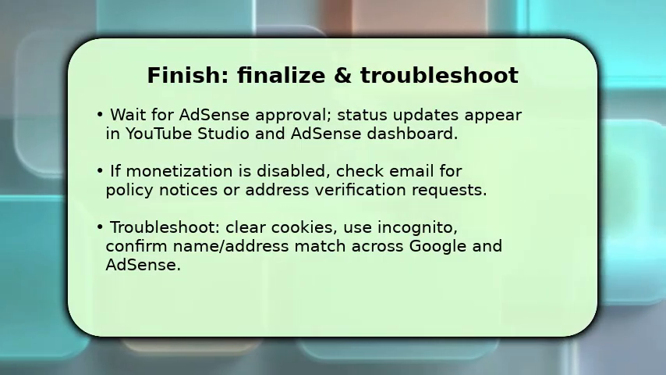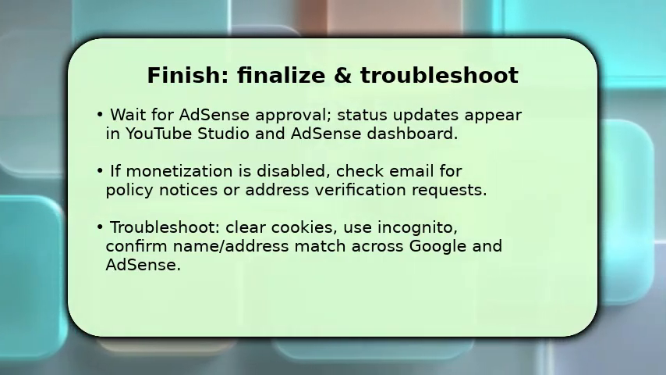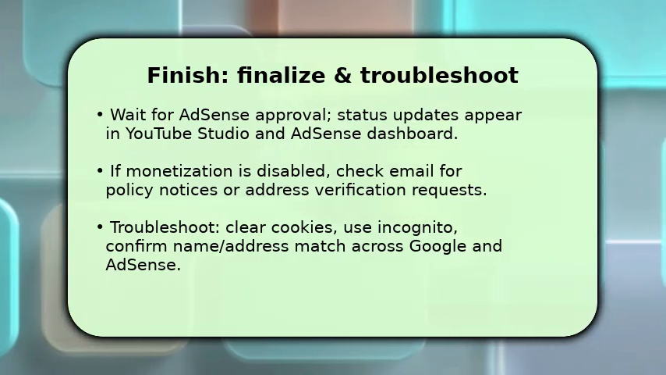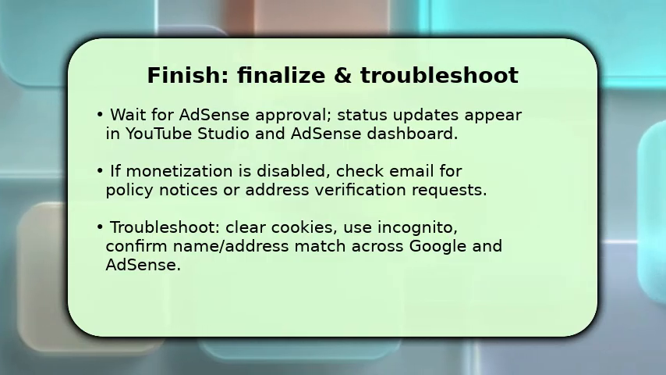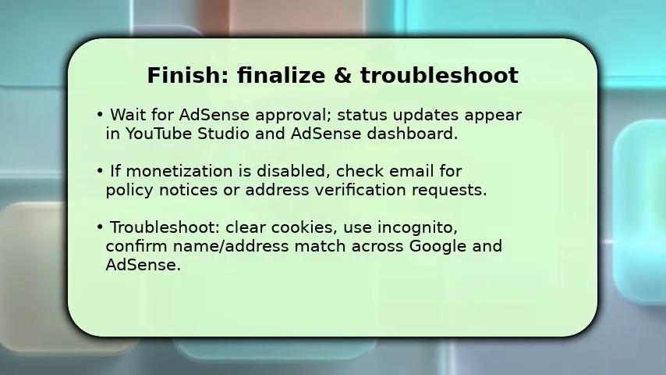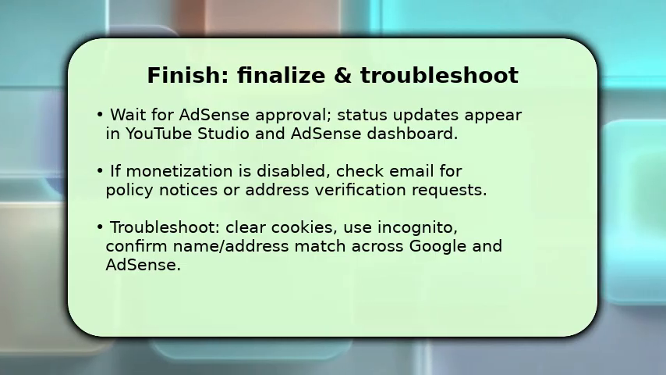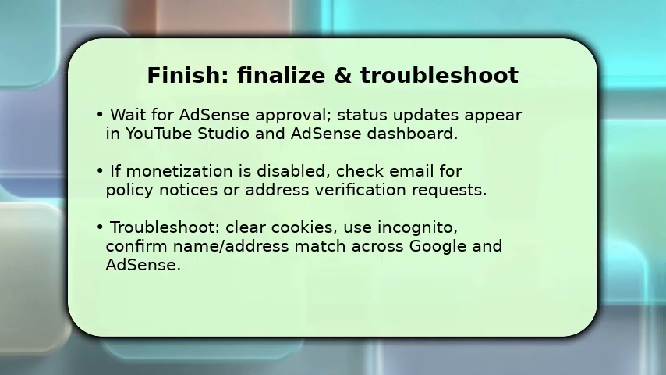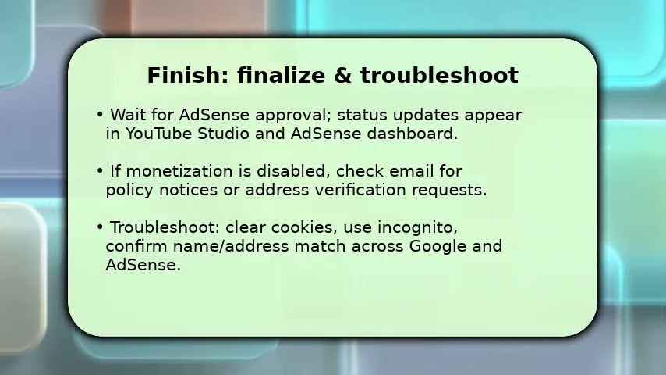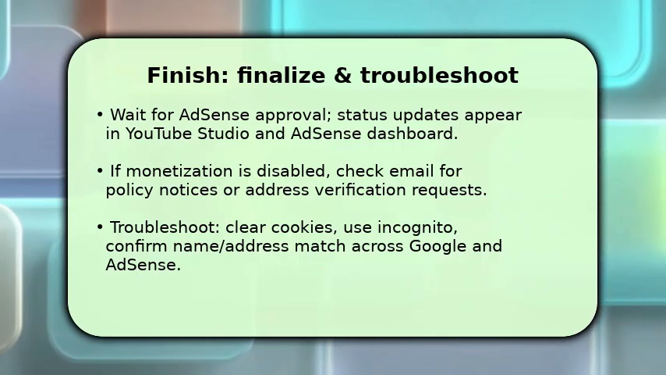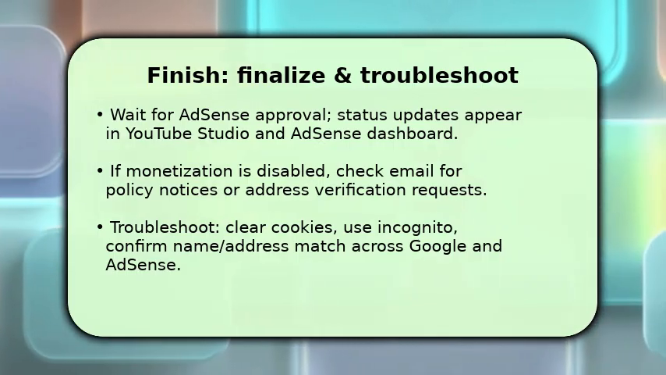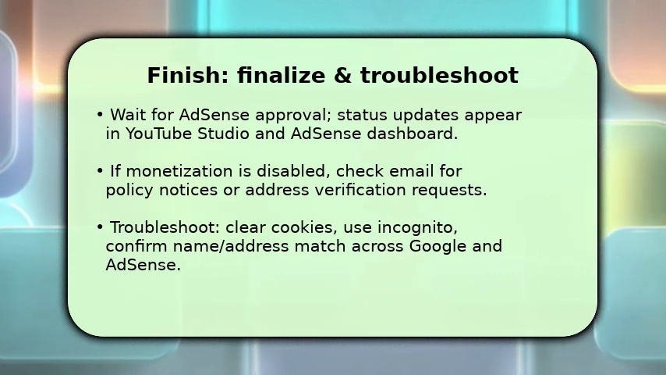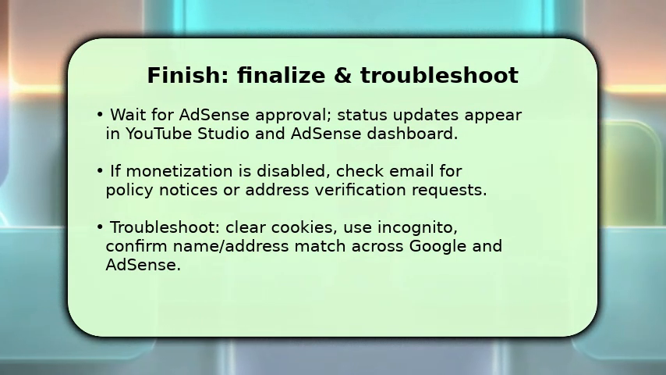After submission, wait for Adsense approval and watch both YouTube Studio and your Adsense dashboard for status updates. Processing can take days. If your channel isn't monetized, inspect emails for policy or verification requests and follow instructions promptly. If linking fails, clear browser cookies, try an incognito window, or use another browser. Make sure your Google account name and Adsense details match exactly to avoid identity rejections. Once approved, enable monetization features and verify test payouts.